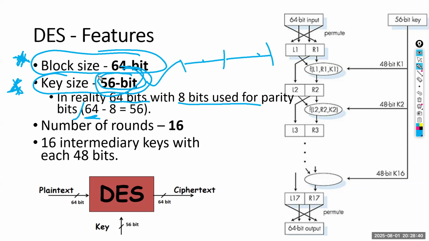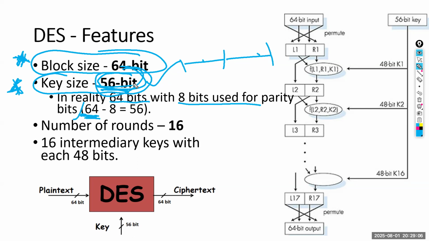maybe the examiner has taken the full width as the key size, right? Because with the parity bit, it is 64 bit. If you exclude the parity bit, it is 56 bit. So just consider both as correct answers. Okay. But most of the time, they say that it is 56 bit.